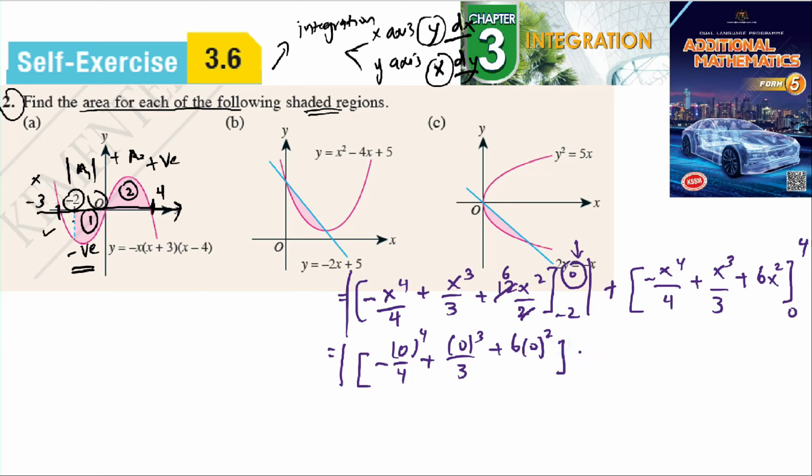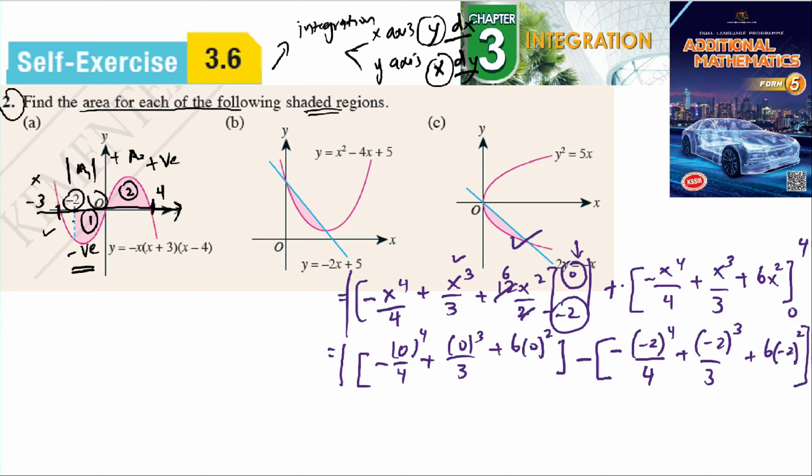After you finish with the first one, you have to minus and do the second one. You substitute x with -2. So this one is negative. So -2 to the power of 4 divided by 4 plus -2 to the power of 3 over 3 plus 6 times -2 squared. Okay, so you are done with the first one.